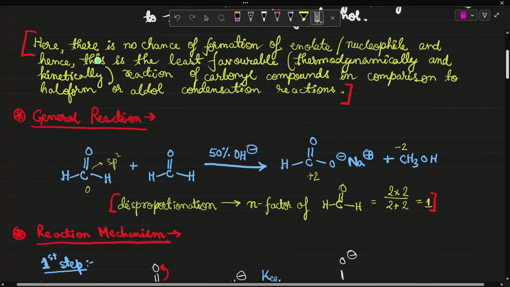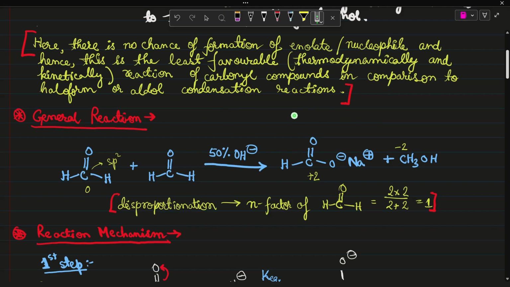Okay, now here, since there is absence of alpha hydrogen, there is no chance of formation of an enolate or nucleophile via tautomerism, and hence this is the least favorable reaction, both thermodynamically and kinetically, of carbonyl compounds in comparison to haloform or aldol condensation reactions.